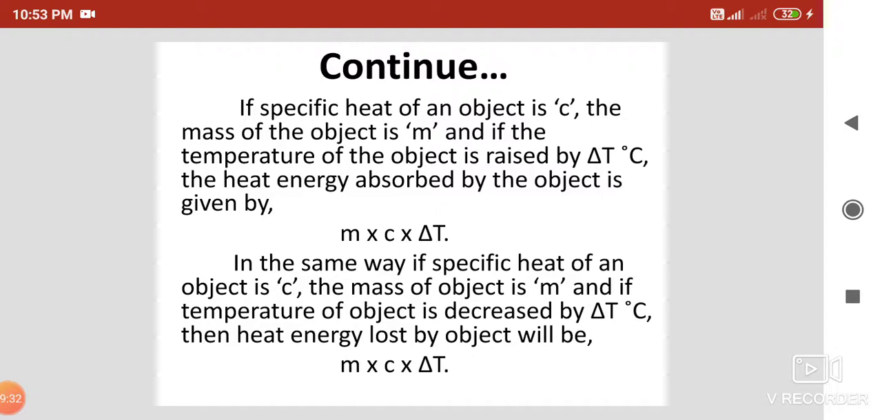Here m is the mass of the object, c is the specific heat, delta T is the change in temperature, but here the temperature decreases. So in this case we take T1 minus T2, because the temperature is decreasing. Whenever heat is lost by the object, we use mass multiplied by specific heat multiplied by the change in temperature, where the temperature decreases. And when heat is absorbed by the object, the temperature increases, and we use mass multiplied by specific heat multiplied by the increase in temperature.